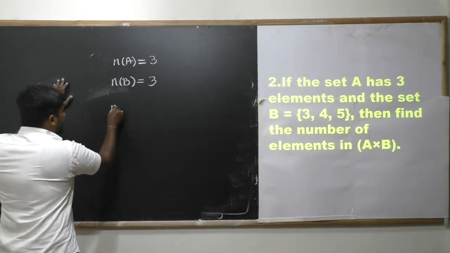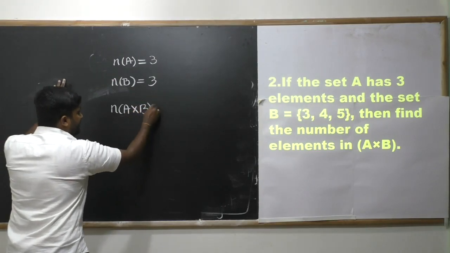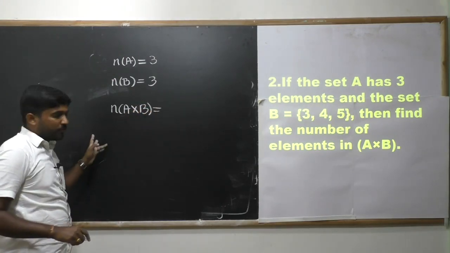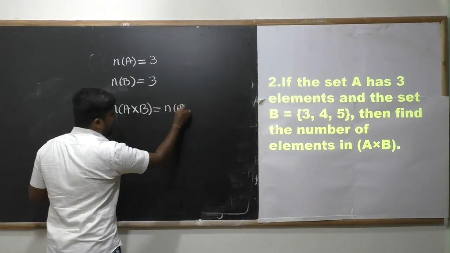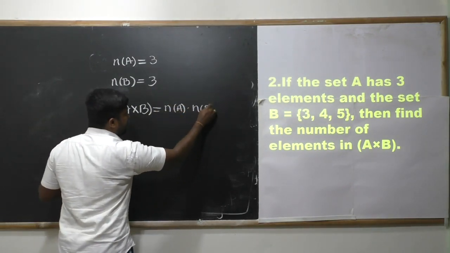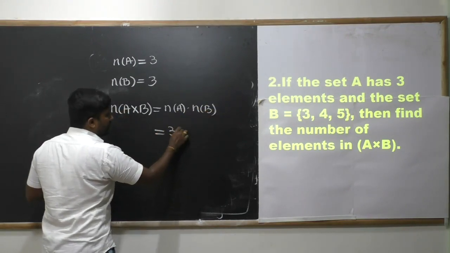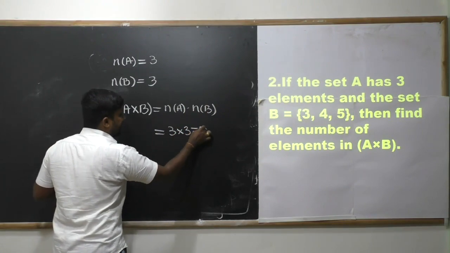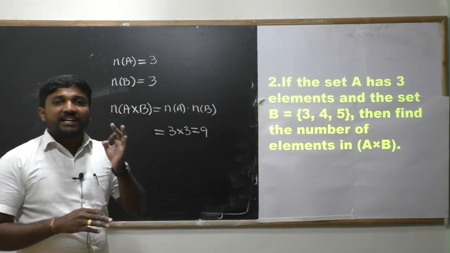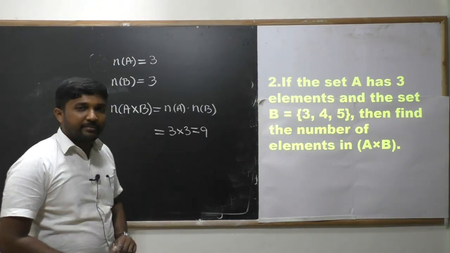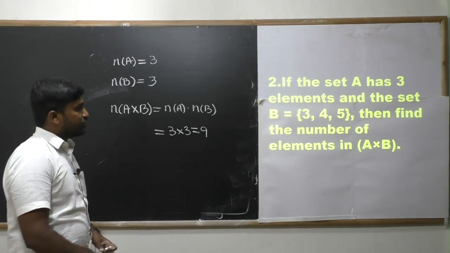The problem is to find the number of elements present in A cross B. What is the formula to find n(A cross B)? n(A cross B) is equal to n(A) into n(B). It is equal to 3 into 3, that is 9. Therefore, set A cross B contains 9 elements. Got it? Okay. Take the next question.